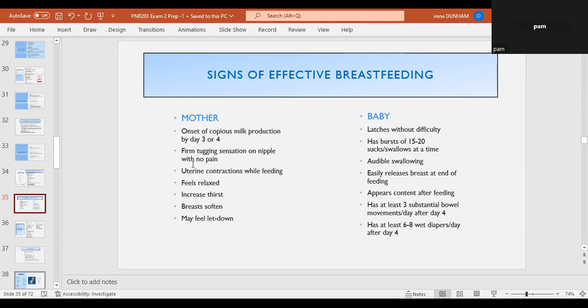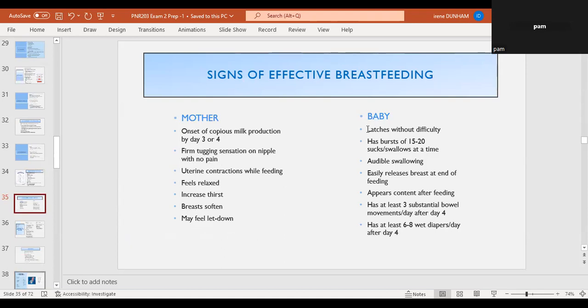Firm tugging sensation on nipple with no pain. Uterine contractions while feeding. Remember from the oxytocin. Mommies feel nice and relaxed. Give them lots of water. The more water they drink, the more milk they produce. And then the breast should be softened, and they may feel that letdown. Remember, again, that's a good feeling, oxytocin.